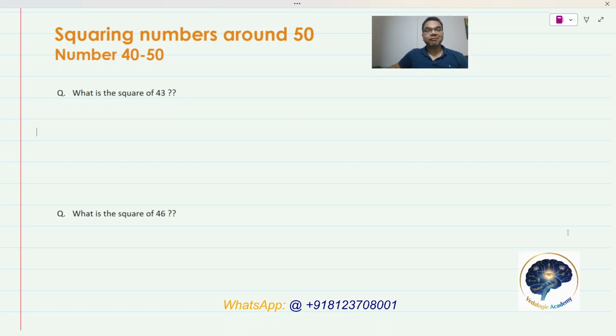But today we are going to learn one method from Vedic Maths, which is going to make it very easy for you. So let's see what this is. So we have to find the square of 43.